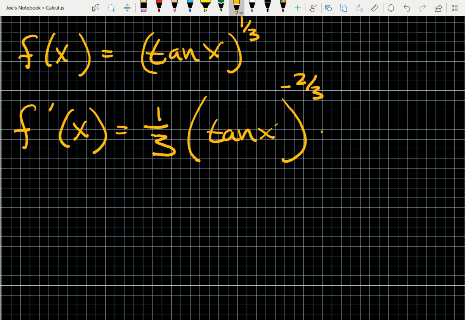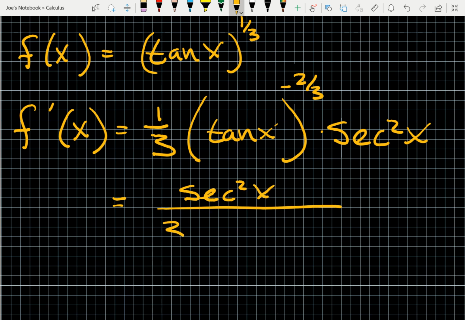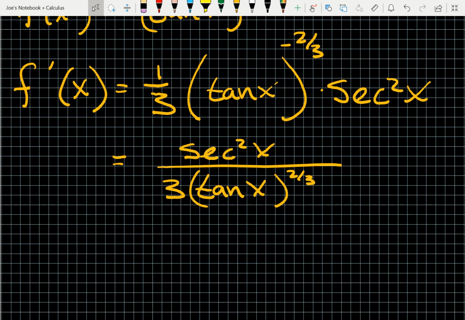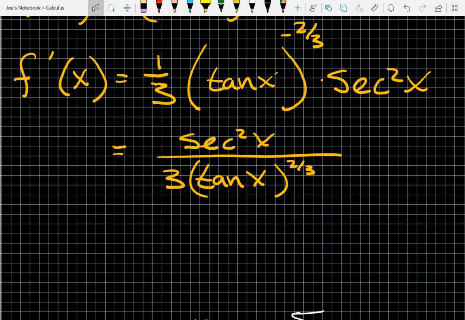Now multiply it by the derivative of the inside, secant squared, and just a little cleanup here. So we've got secant squared in the numerator, and we've got 3 times tangent of x to the 2/3 power in the denominator. We could probably clean that up a little bit more, but we'll save that for a later lesson, as our objective is focusing on the chain rule. We could rewrite that. Let's keep going for now.